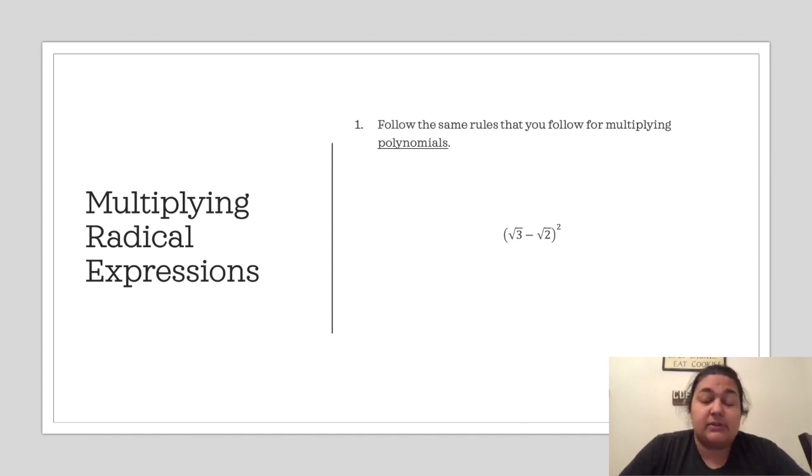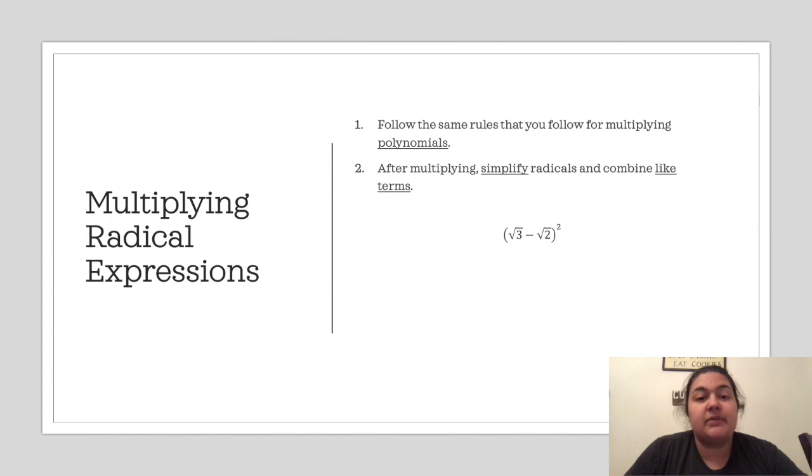Let's look at some steps. Follow the same rules that you would for multiplying binomials. That is step number 1. Step number 2, after multiplying, simplify radicals and combine like terms. So that's what we did in the previous example. Let's look at this example.